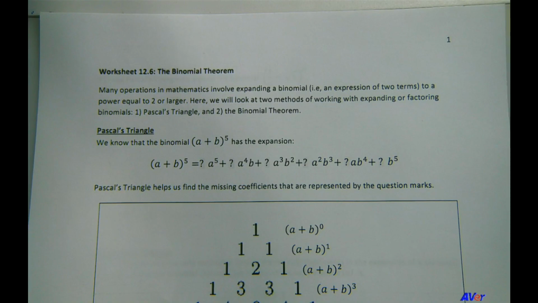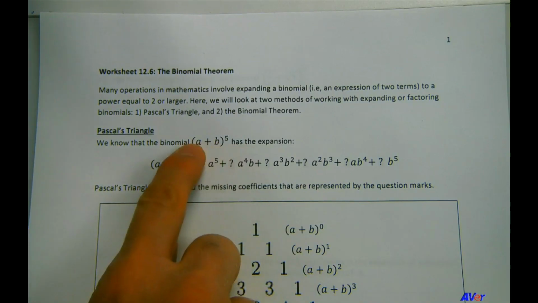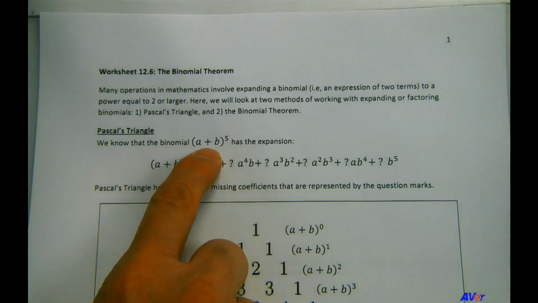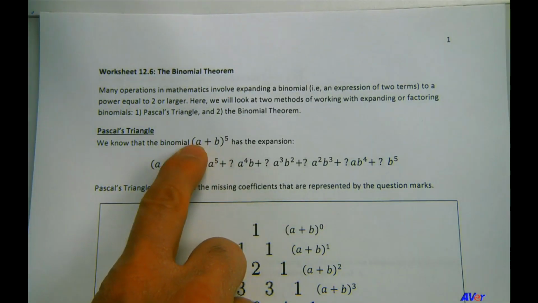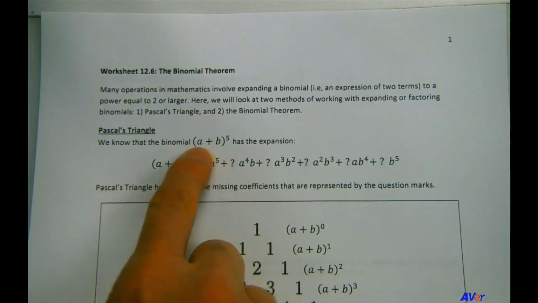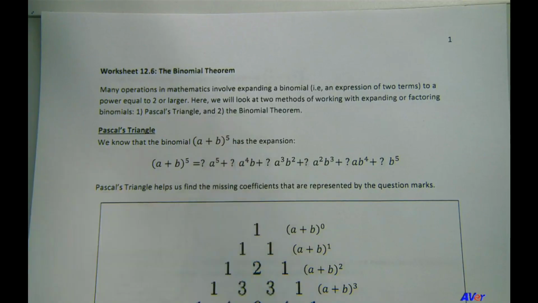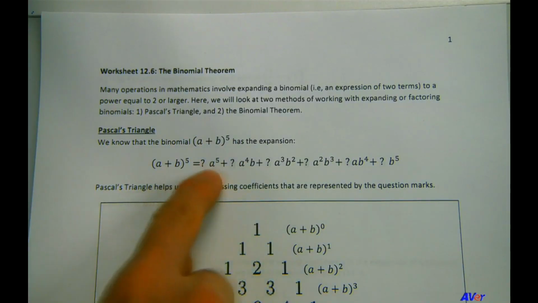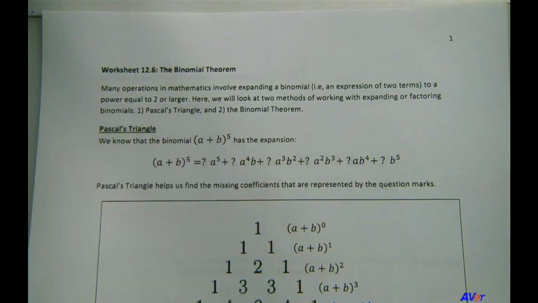Now, in this section, we will talk about two different ways of finding the expansion of a binomial. In other words, we're talking about not 3 terms or 4 terms. How do we expand 2 terms that are raised to some power? How do we find individual terms from that expansion is the main topic of this section.